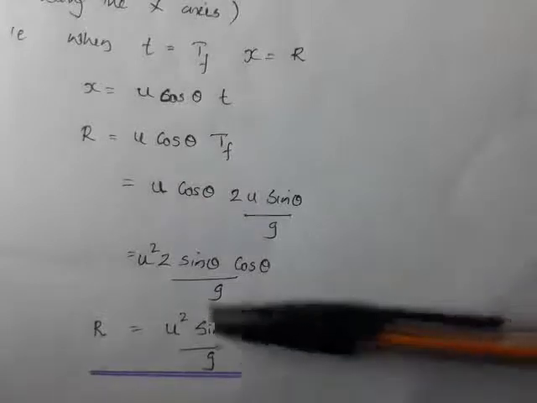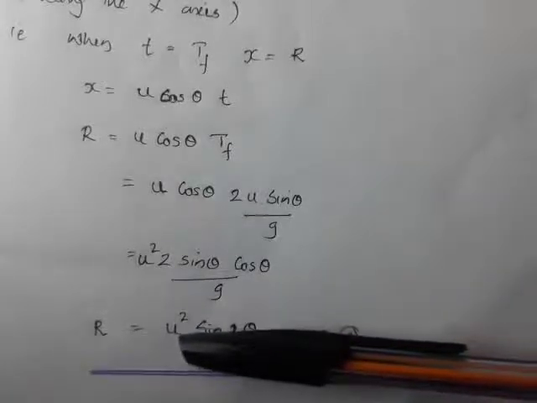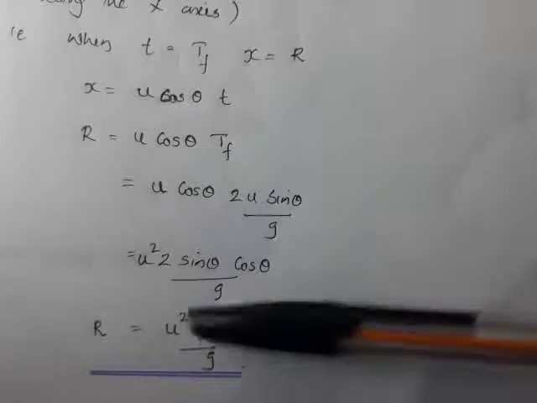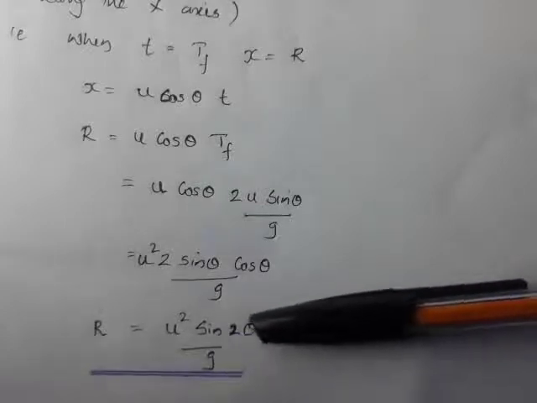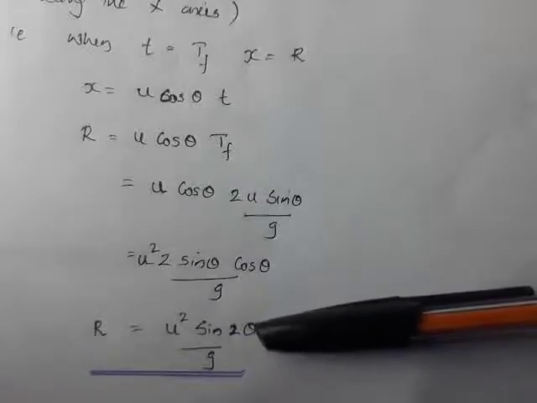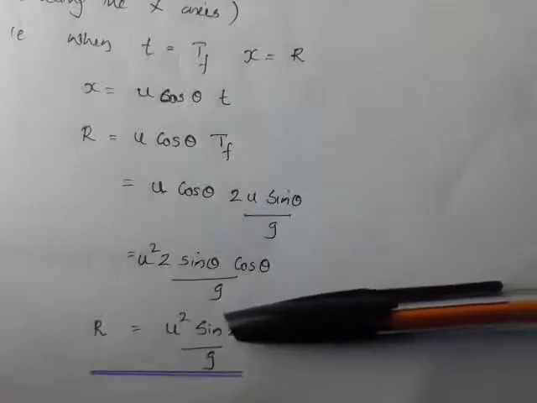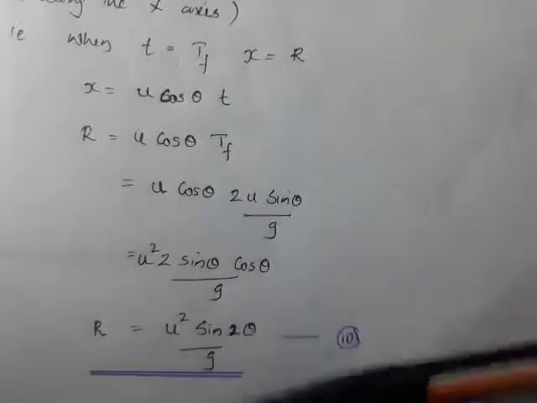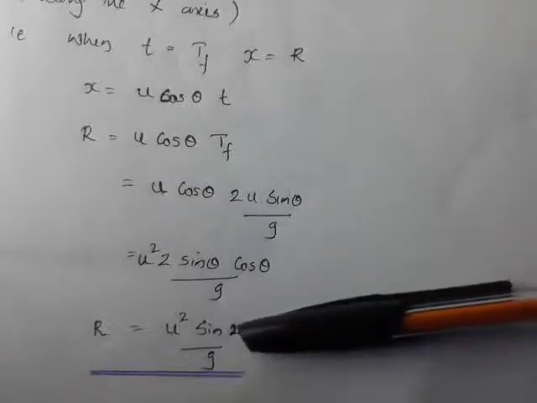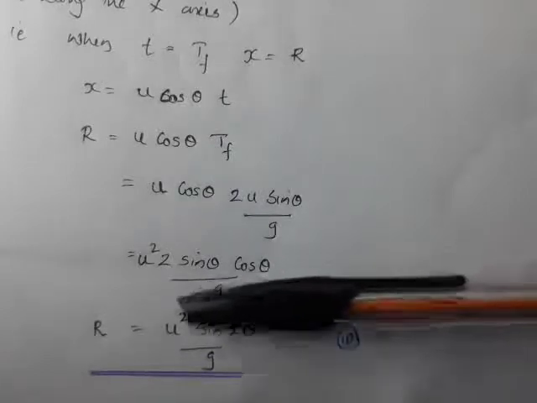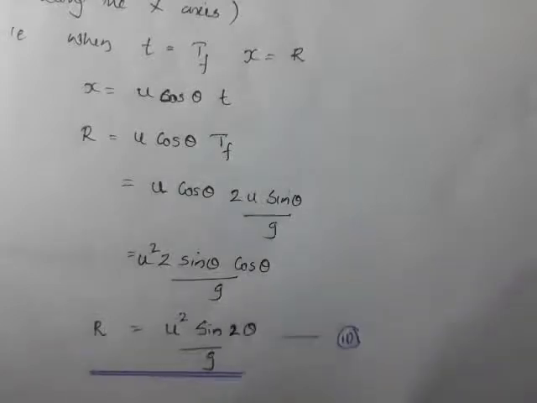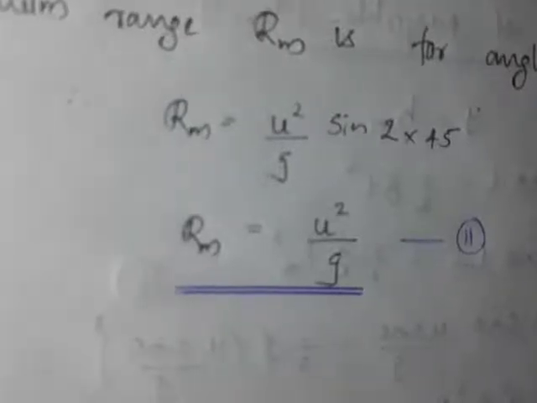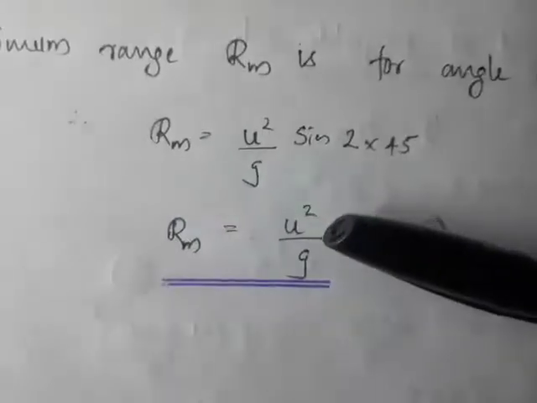From this it's clear that for a given initial velocity, if you throw a body, it covers maximum range when theta is 45. Why theta is 45? When theta is 45, sine 2 theta becomes sine 90, that is a maximum value of sine theta. So this term sine 2 theta becomes 1 for an angle 45. So the range is maximum as u square by g. So the maximum horizontal range is represented as Rm, and that is equal to u square by g.